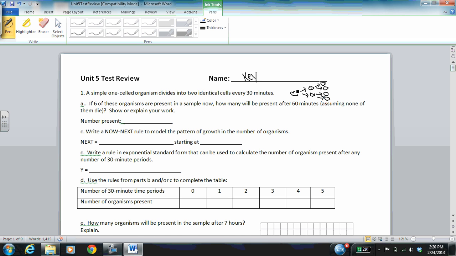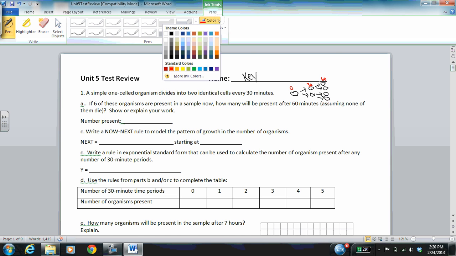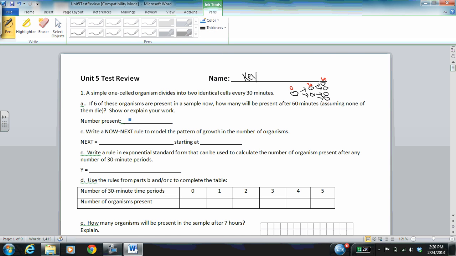Now, part A asks if 6 of these organisms are present in a sample now, how many will be present after 60 minutes? So in my picture, with one organism, this was at time 0, this was after 30 minutes, and this was after 60 minutes. So one organism after 60 minutes split into 4. So if I start with 6 and they each split into 4, that's going to be 24 organisms that will be present after 60 minutes.